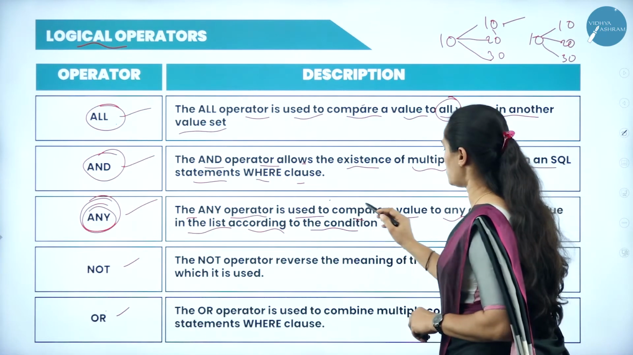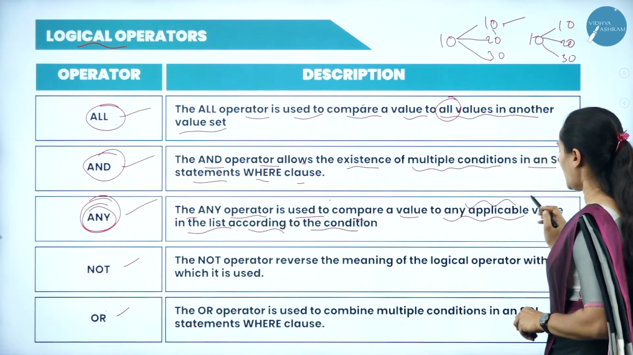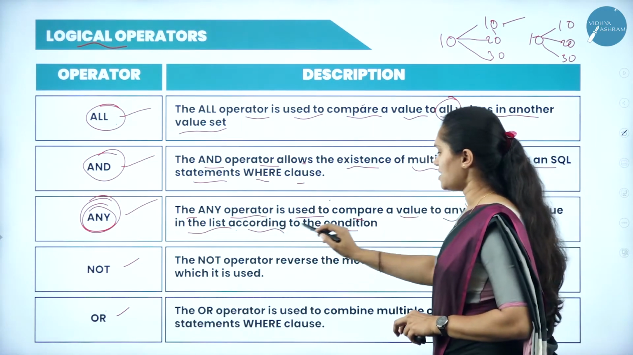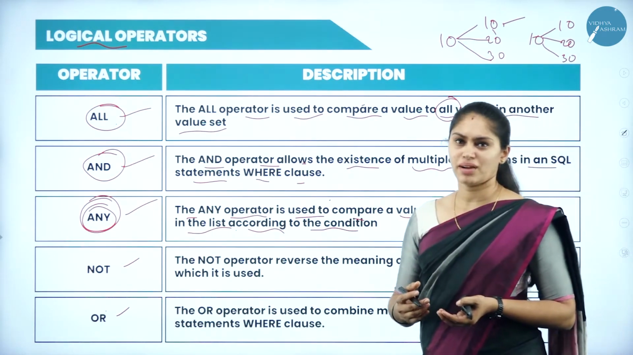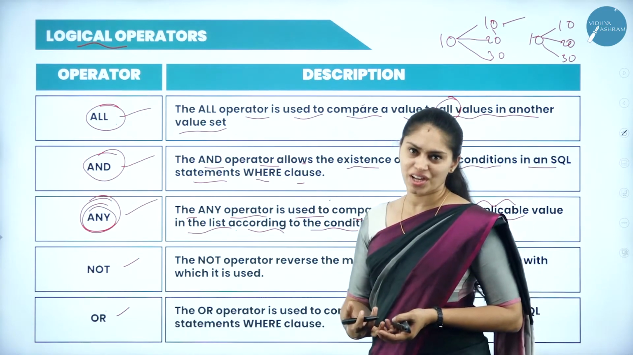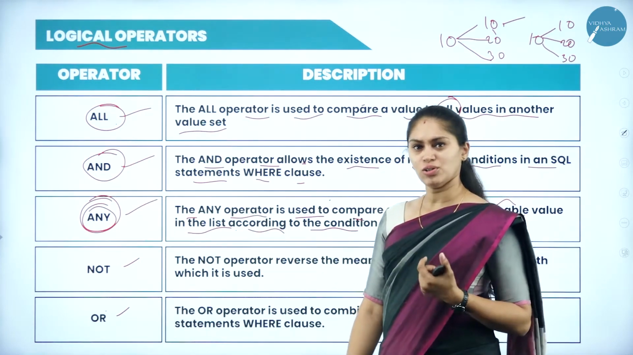Mainly it is used to compare a value to any applicable value in the list according to the condition. So it is like a switch statement. We are dealing with multi-way branching. In the same way, this ANY takes place.